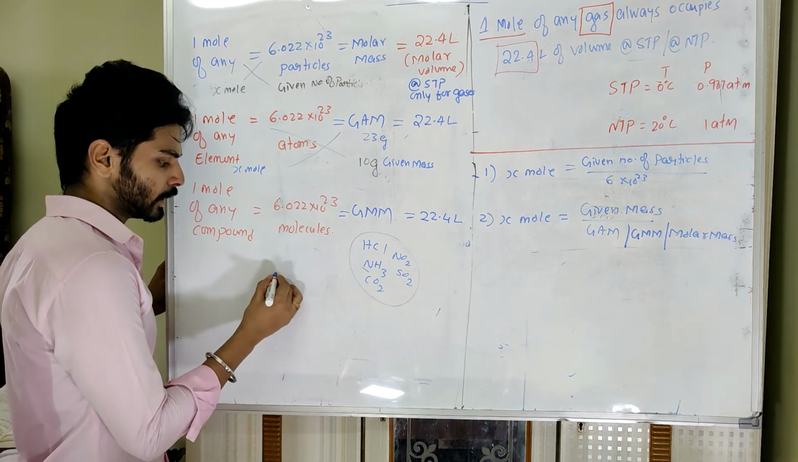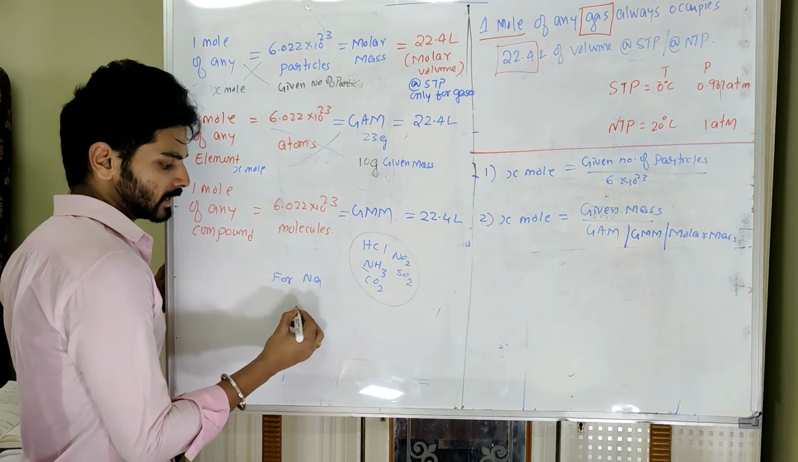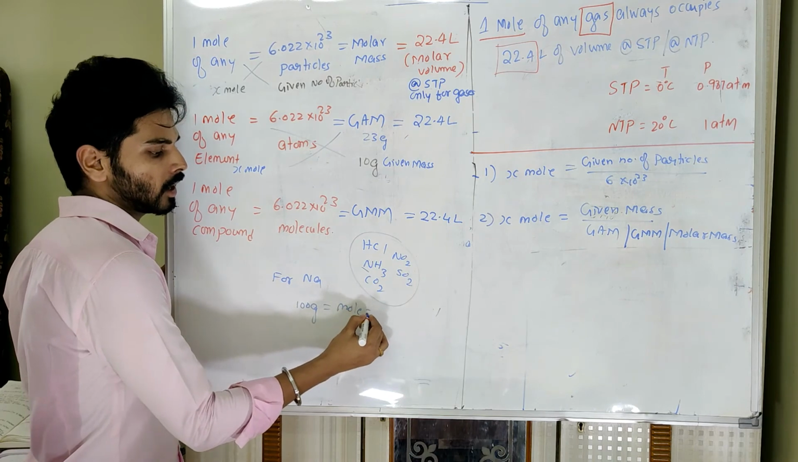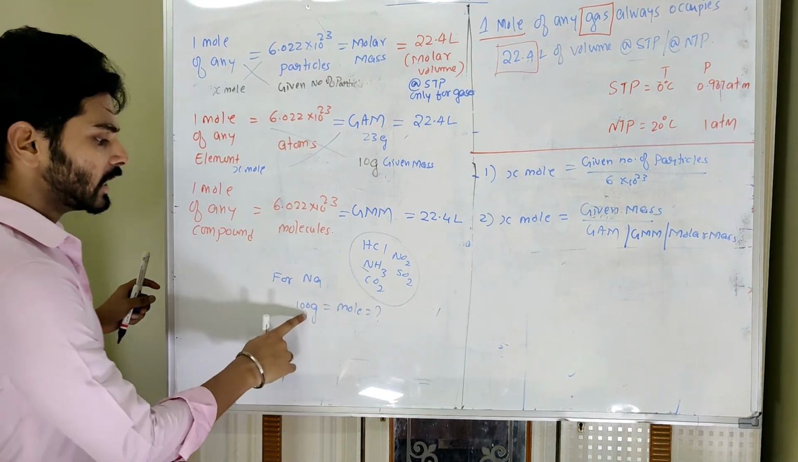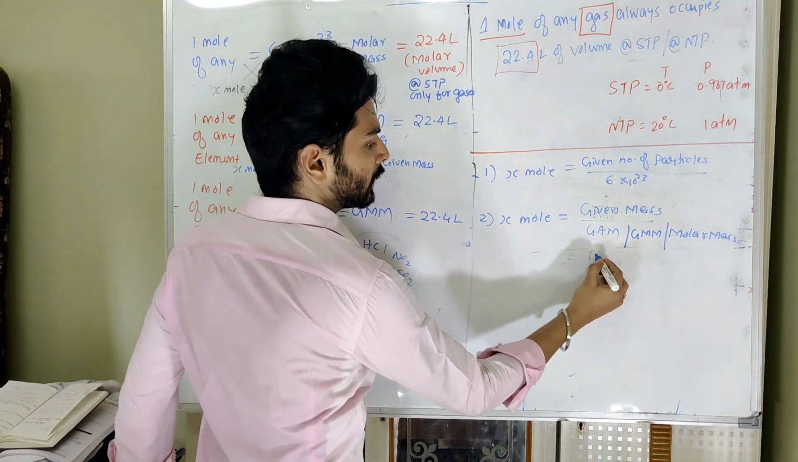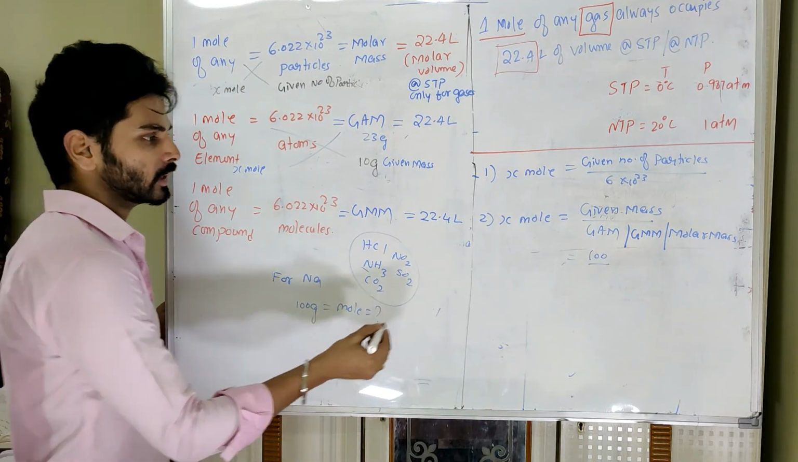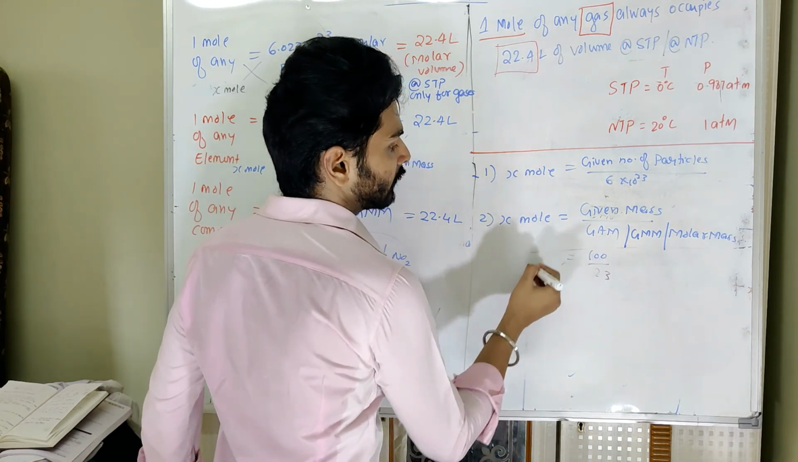For example, in the case of sodium, let us say we are asked to calculate how many moles 100 gram is. Then 100 gram becomes the given mass. So 100 divided by the gram atomic mass. For sodium it is 23. So 100 divided by 23, I will get the mole here.